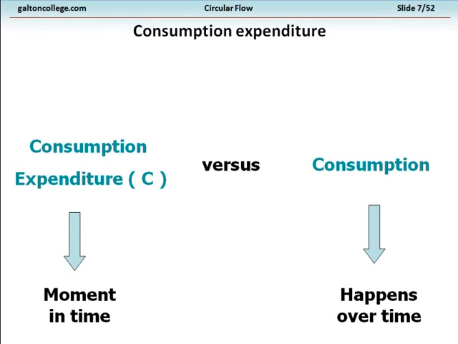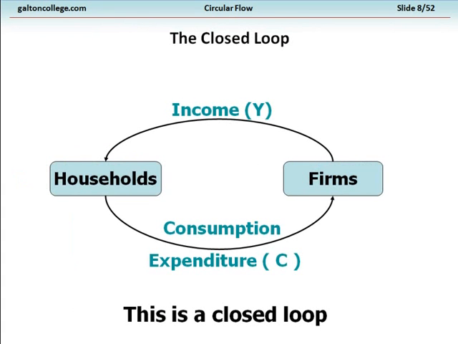Now let's go back to the circular flow. Well, we have households and firms. We have income flowing from the firms to the households, consumption expenditure flowing from the households to the firms. Now that's what we call a closed loop. Closed because whatever the value of income is, so also will be the value of consumption expenditure. It can't go anywhere else. It's closed. It must flow around in the way that the diagram indicates.